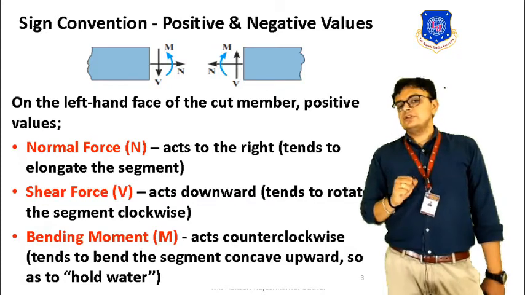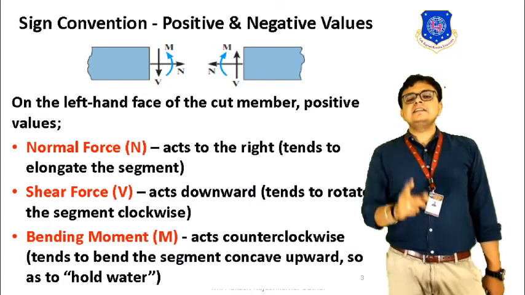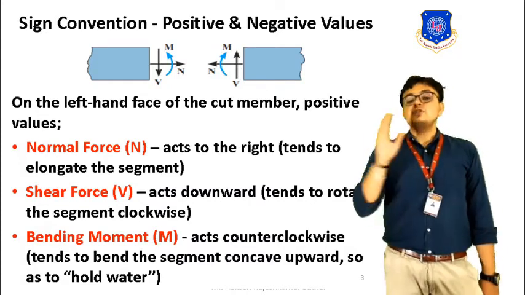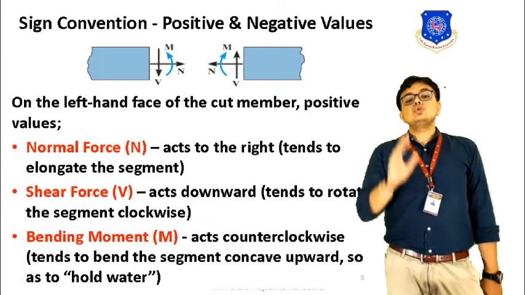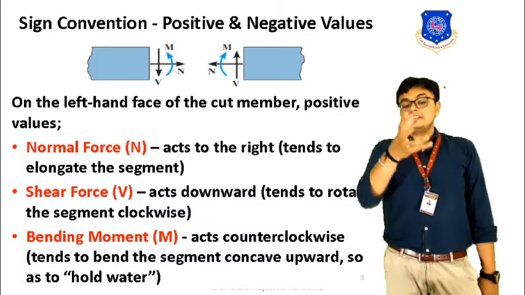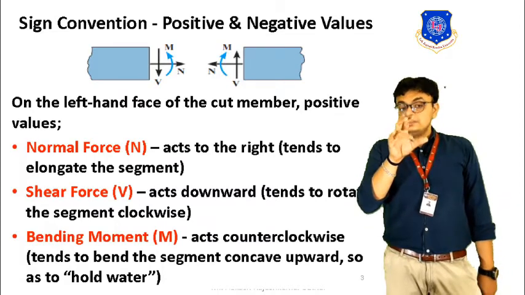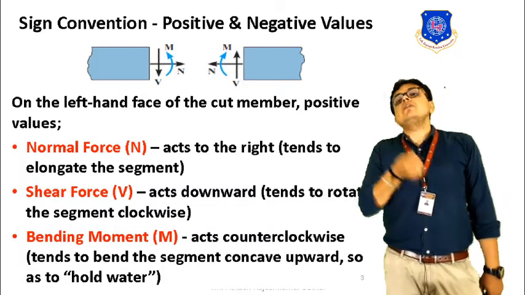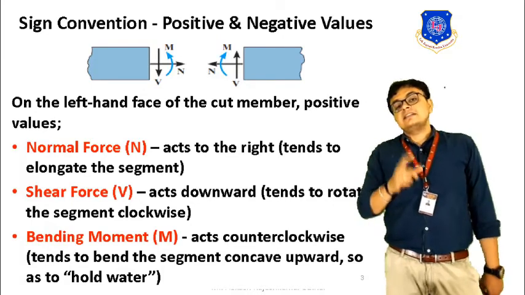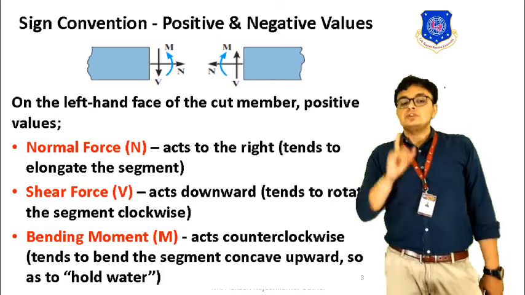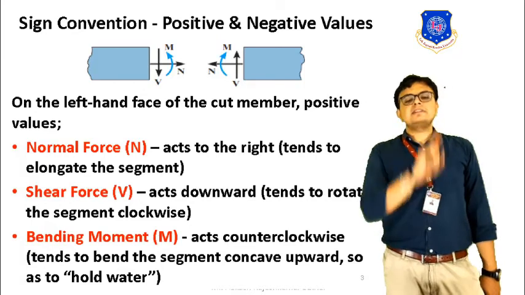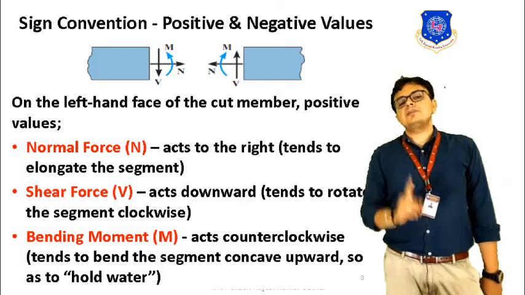that will be acting to the right side, meaning it is tending to elongate the section. The segment of that beam section is being elongated, that force is trying to elongate, and that sign will be termed as the positive sign. Now moving toward the next, that is the shear force, that is denoted by V.